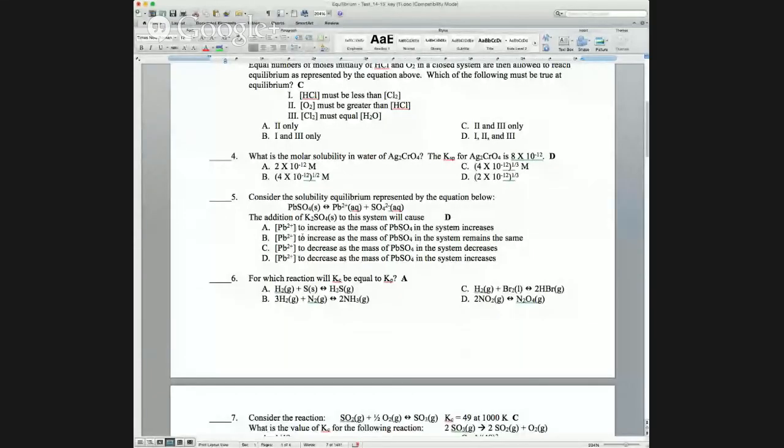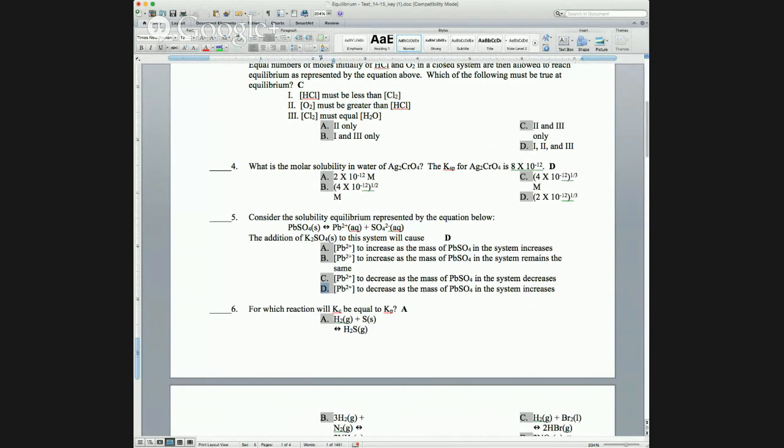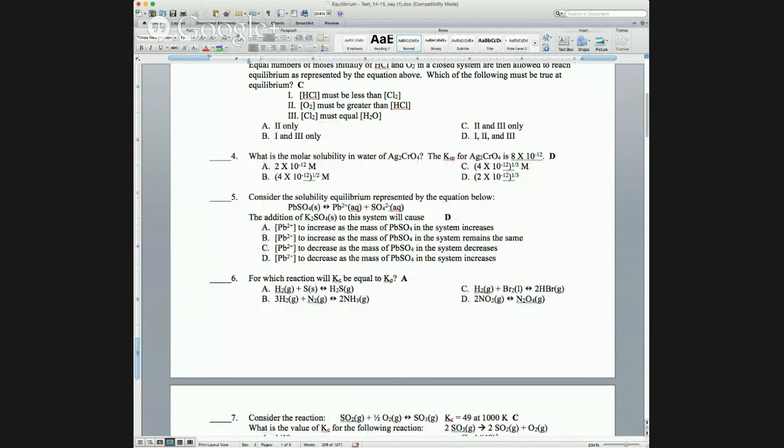So it said the addition of... we know that there's less SO4 and Pb and more PbSO4. So it says that the addition will cause Pb2+ to decrease, so that means these first two are out, and the answer can only be C or D. And then it says that the PbSO4 in the system decreases. Well, we just said the PbSO4 would actually increase, so that means the answer has to be D. Oops, totally messed that up. Good thing we have the back button. Okay, so hopefully that answers number 5. We finish with that.